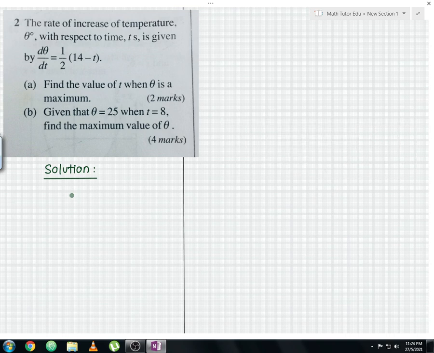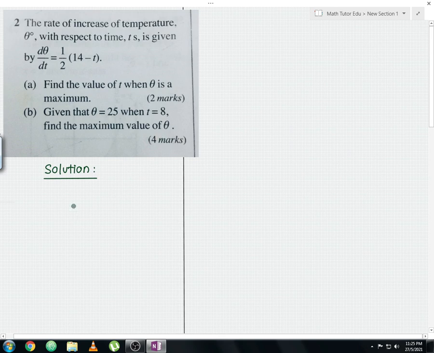Okay, let me read the question now. The rate of increase of temperature theta degree with respect to time t second is given by d theta over dt is equal to 1 over 2 in a bracket 14 minus t. For part A, they ask us to find the value of t when theta is a maximum. Continue to read part B. Given that theta is equal to 25 when t equals 8, find the maximum value of theta. Okay, so this is the overall question.